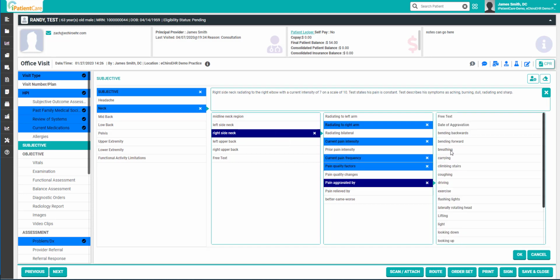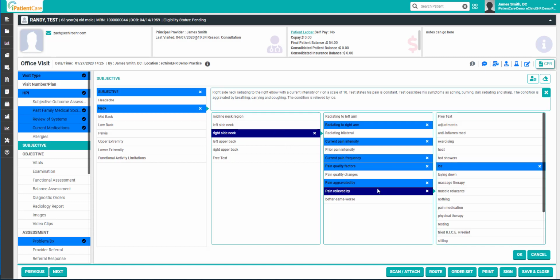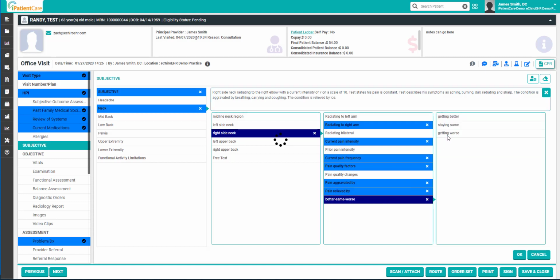And the pain is aggravated by breathing and carrying and coughing, and it is relieved by ice. And it is getting worse. And so that documents the historical elements that are needed to properly document that particular chief complaint. Then we can move on to the next chief complaint.